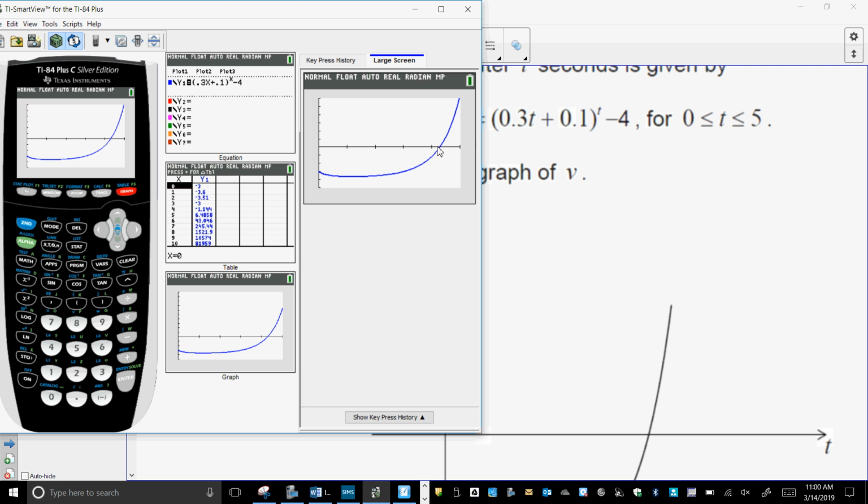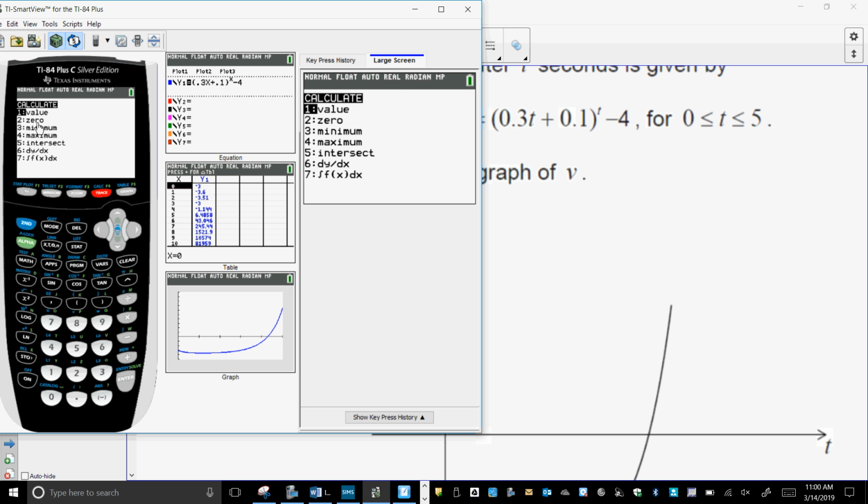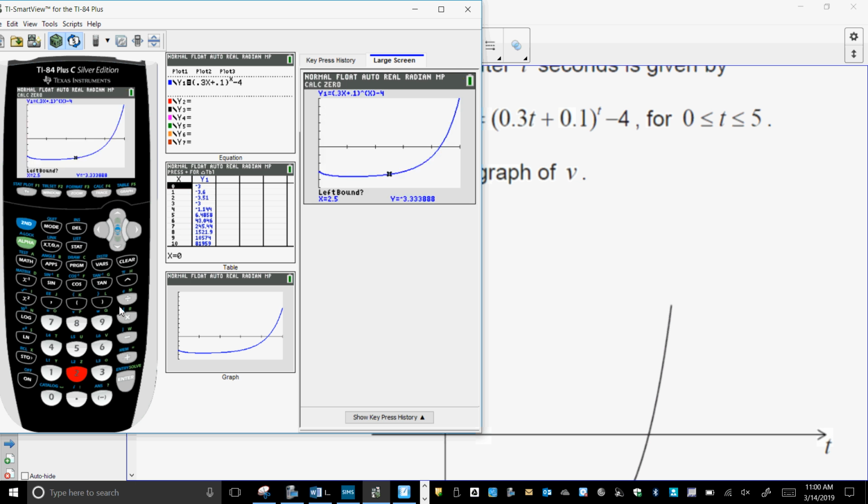Right, so we're trying to find this point here, so we are calculating the 0 value again. So it's left bound, let's put it a little bit closer to the point. Enter, and then right bound, just make it go past it. Guess, and then it goes in. So that's our answer there. Oh, I missed it there.